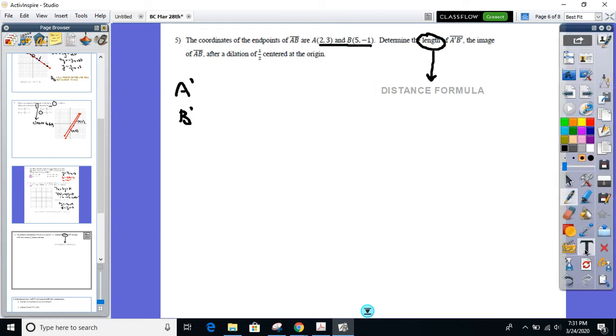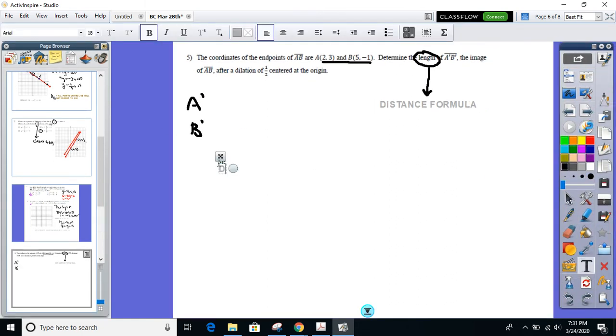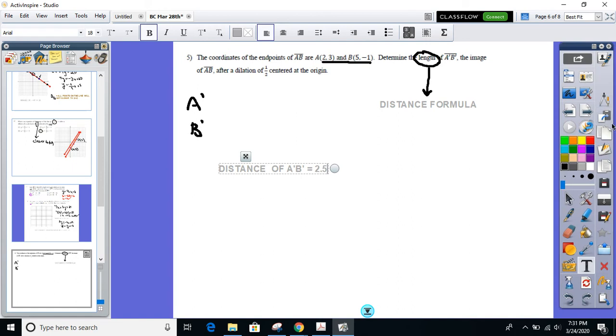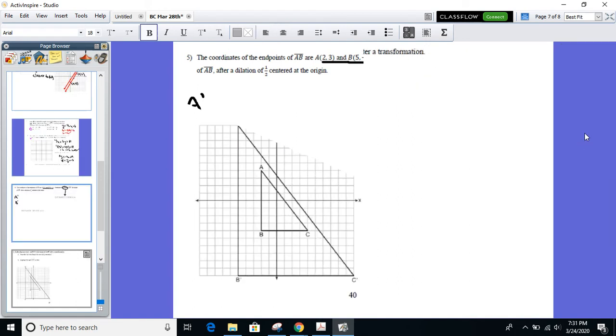Okay, welcome back. You should have found the distance of A prime, B prime to be 2.5. You guys that found the distance, I found it by doing the distance AB, which was 5, cut it in half. Even if you found A prime and B prime and did distance, it should still be 2.5. All right, everyone good? Okay, in the home stretch now.